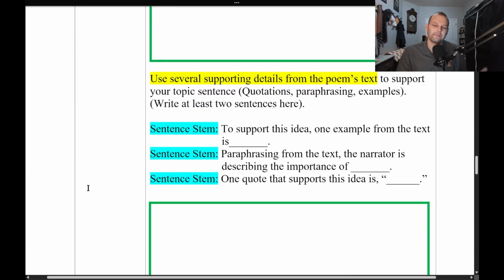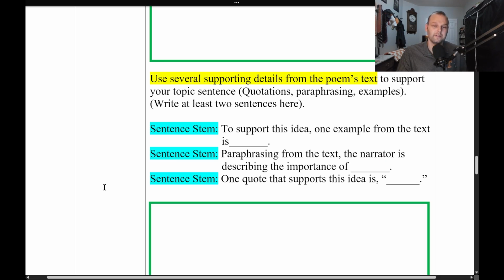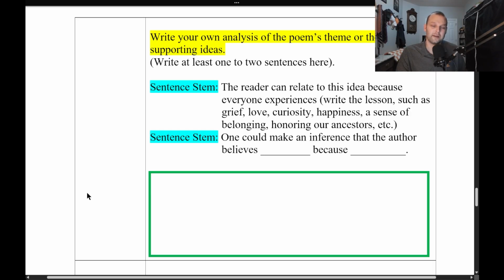Again, support your paragraph topic sentence by going into some details, quotations, paraphrasing, examples, and we'll take a look at some examples in a bit. Again, it's good to end these body paragraphs with writing your own analysis. It's better not to end your body paragraph with a quotation or paraphrasing. It's better structurally to end your body paragraph with writing your own analysis.